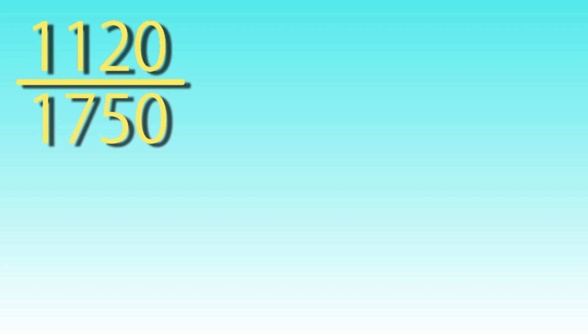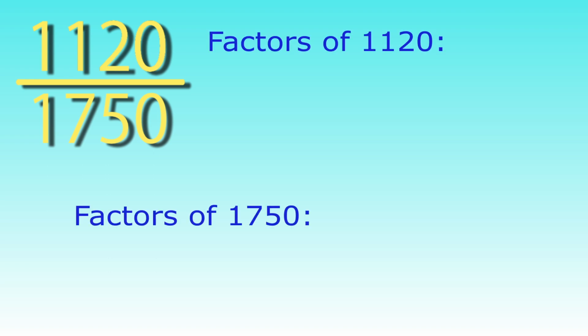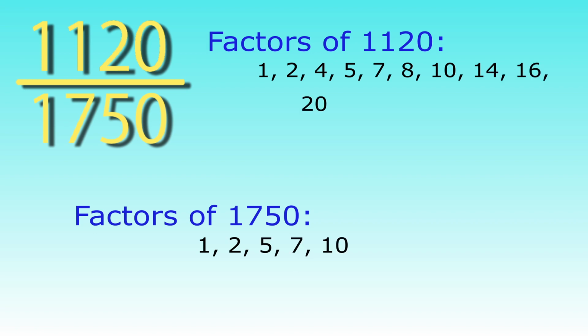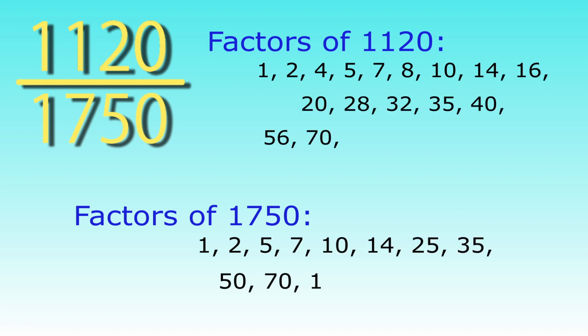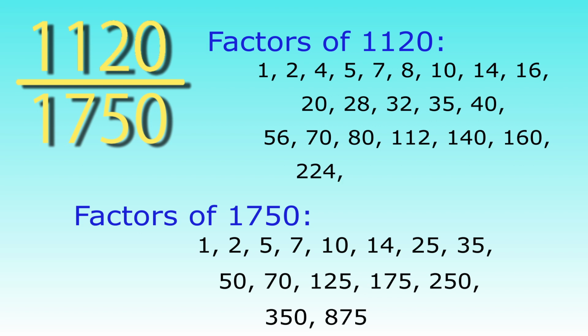But what if you had large numbers in your fraction? If, for example, your fraction was 1120 over 1750, using this method you would need to find all the factors of numerator and denominator. Good luck finding those and writing them out if you're taking a test or exam. Not only will it take a lot of time, but you could easily make a mistake. Thankfully, there's a relatively pain-free way of doing this. You can find the highest common factor using prime factorization.